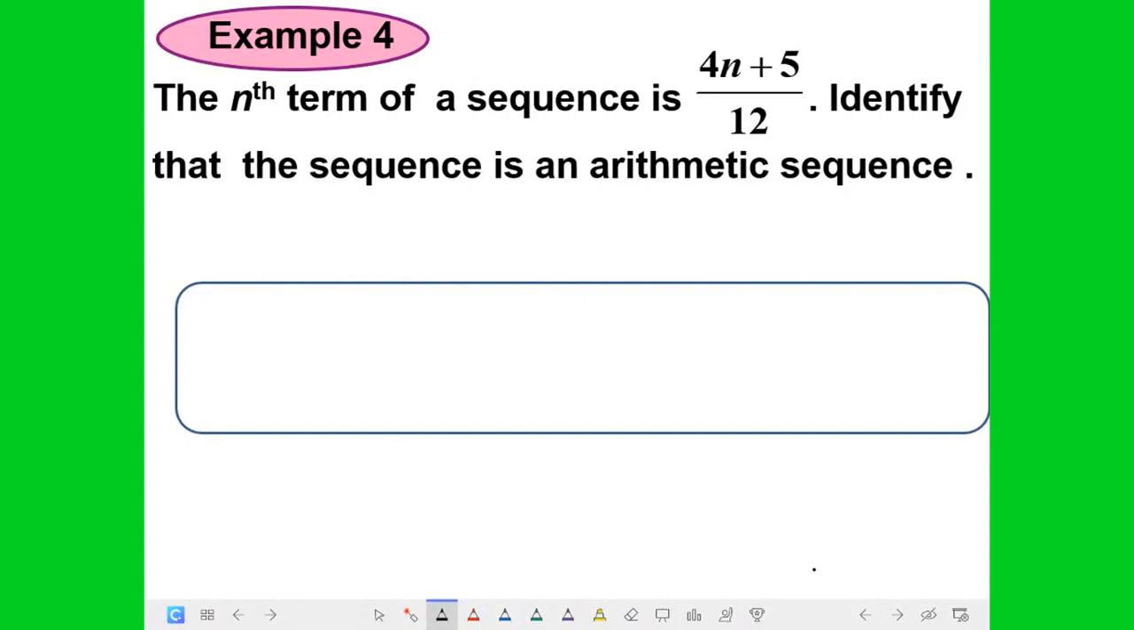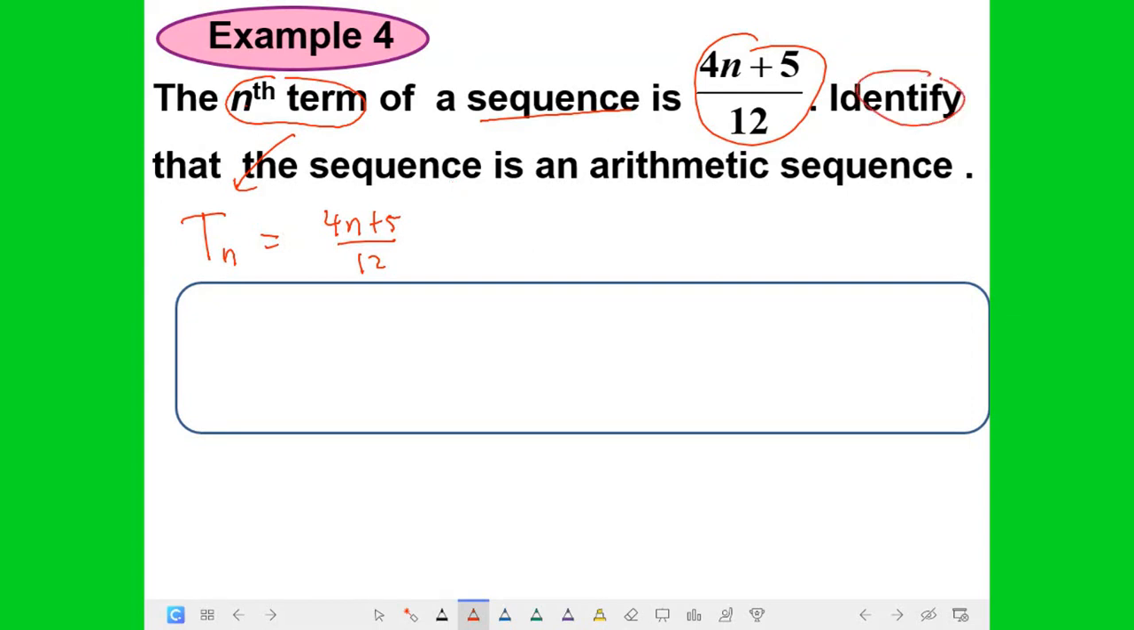Okay, example 4. Try example 4. The N term of a sequence is given, how to take the information. Tn of the sequence is 4n plus 5 over 12. We don't know if it is arithmetic or geometric, just a sequence. Now we need to identify whether the sequence is arithmetic.